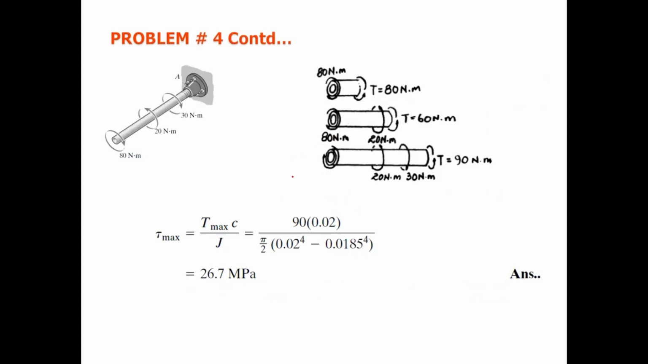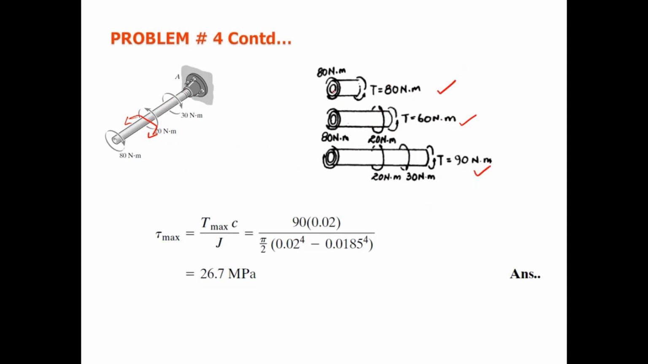So first of all, we need to cut the section from here. So we cut the first section here and we calculate 80 Newton meter for the first point. Then we cut the section here and we calculate 60 Newton meter, and then cut the section here, we got 90 Newton meter. Okay, so this is easy. I'll show you how to calculate.